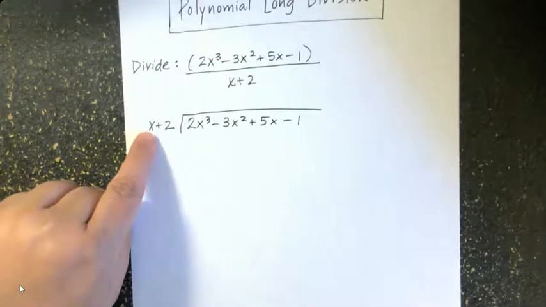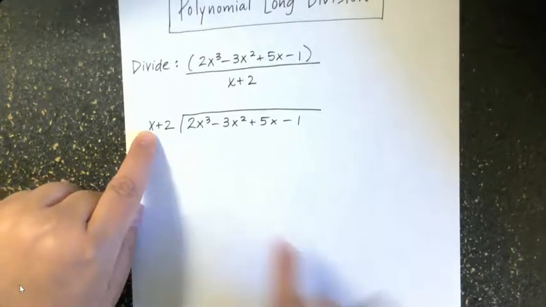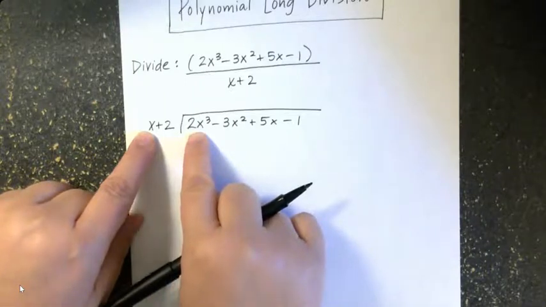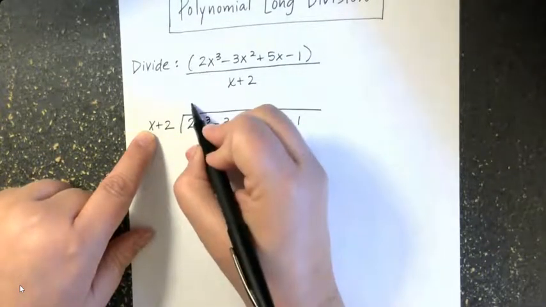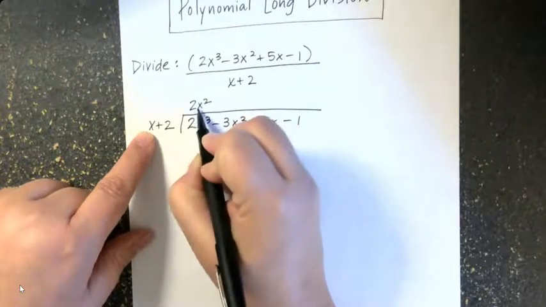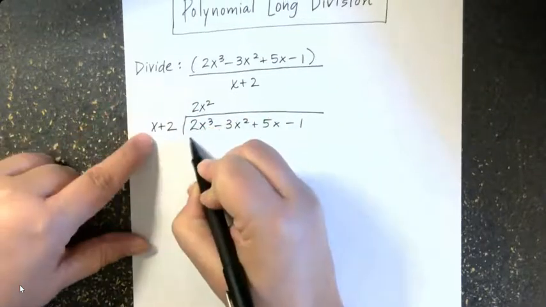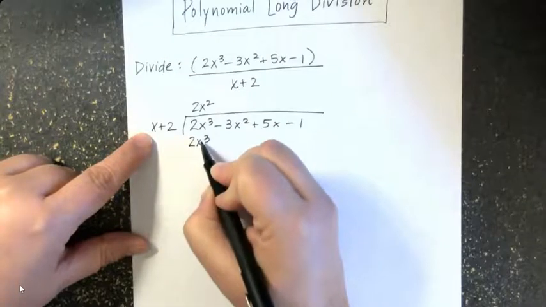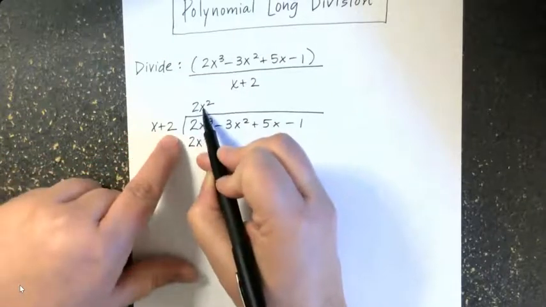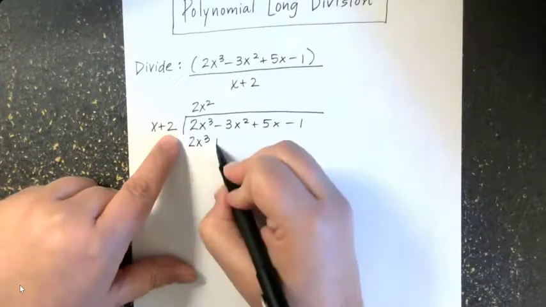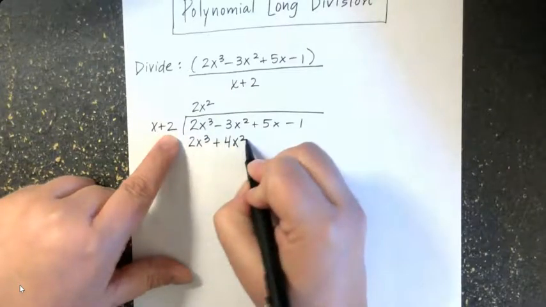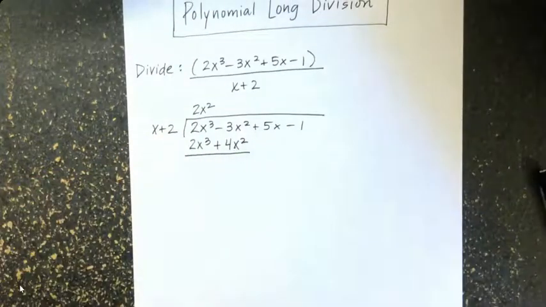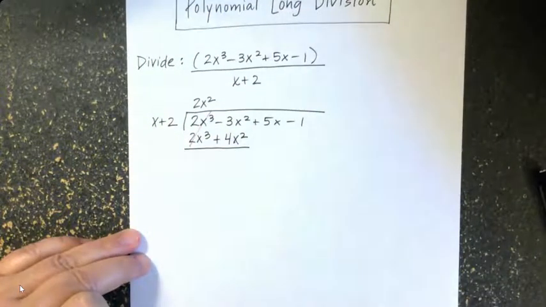I start by asking, what do I multiply x by to get 2x cubed? X times 2x squared would give me 2x cubed. So 2x squared times x gives me 2x cubed. These match, so I obviously picked the right thing to multiply by. And then 2x squared times 2 is positive 4x squared. The next step is the subtraction. That basically makes this become 0.